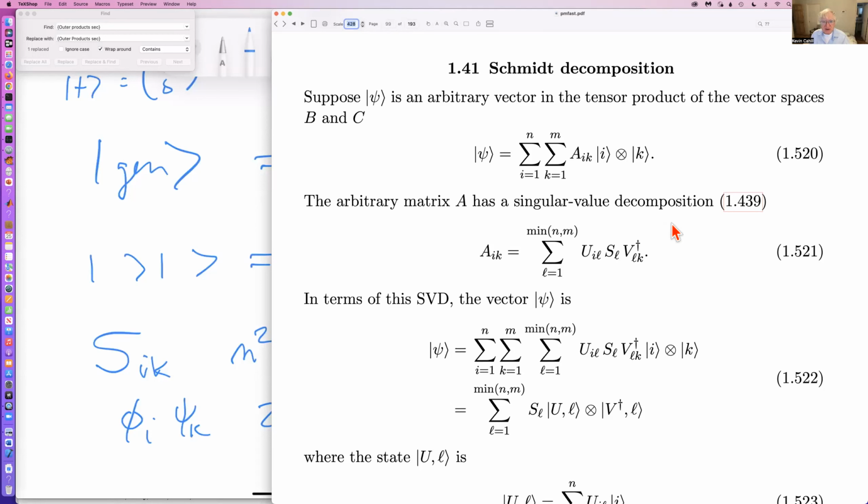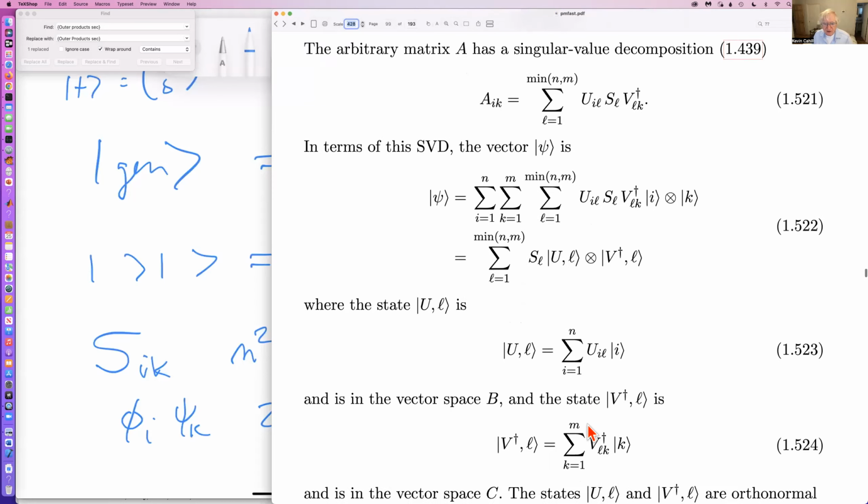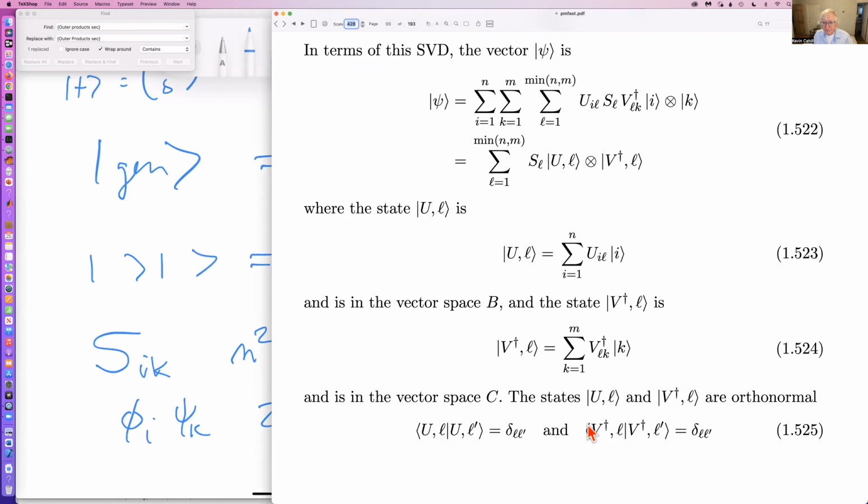And there's a Schmidt decomposition. Suppose psi is an arbitrary vector in the tensor product space, the tensor product of the vector spaces B and C. An arbitrary matrix A has a singular value decomposition. In terms of it, the vector psi is, and here we're summing over I, L. So this is the standard singular value decomposition. And the state, we can rewrite it in this way, where this is U_LI, and so forth.